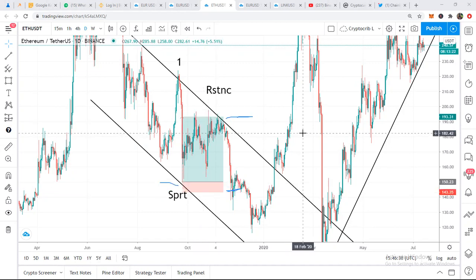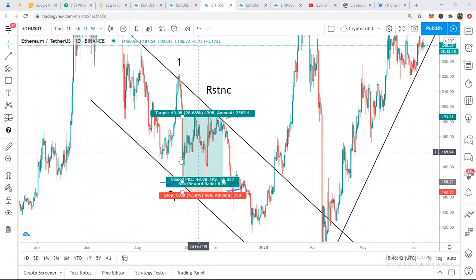That's still fair. And for shorting it is the other way around. We'll go into that. So this is just a tool. You can just play around with all these tools.